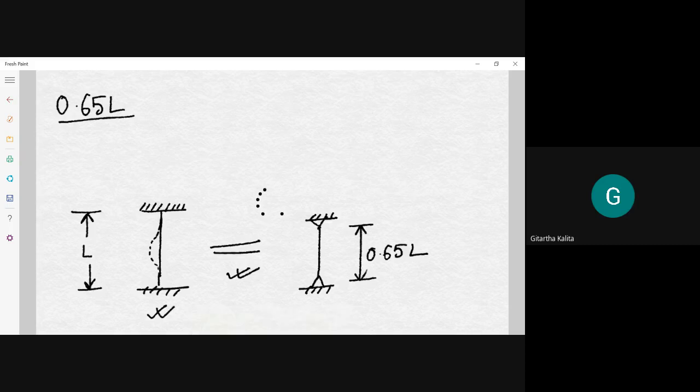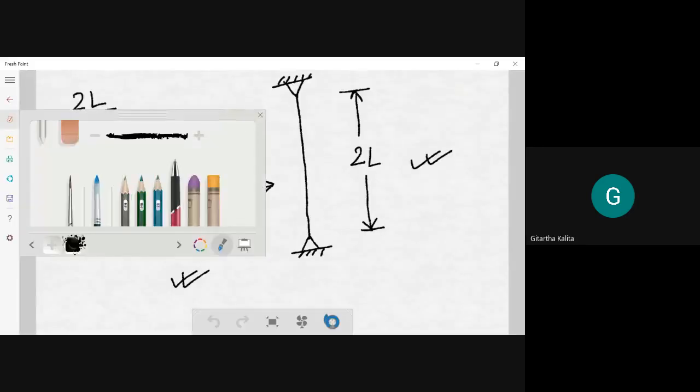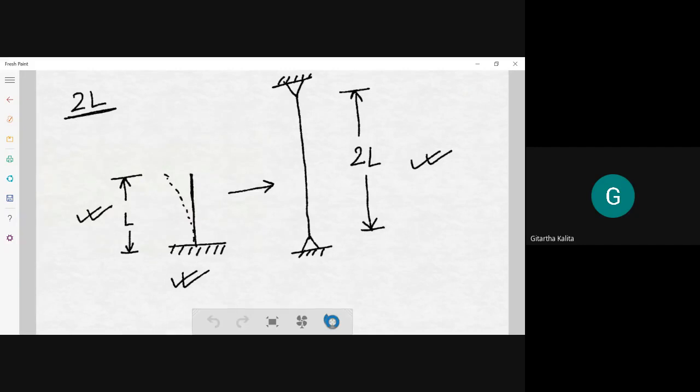Just like the first one, the column on the left, if the same column, if we increase the length to 2L and make both ends hinged, then the strength will be same.